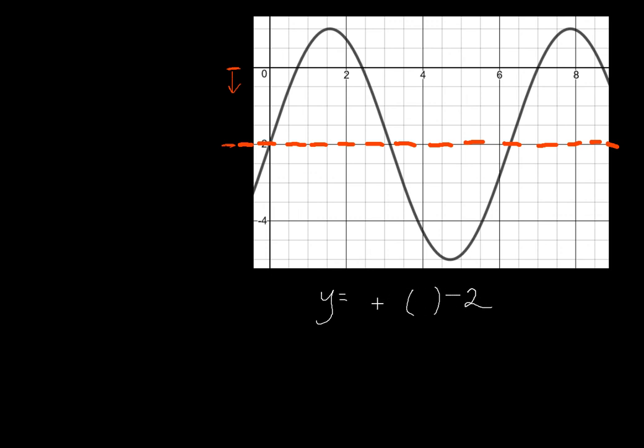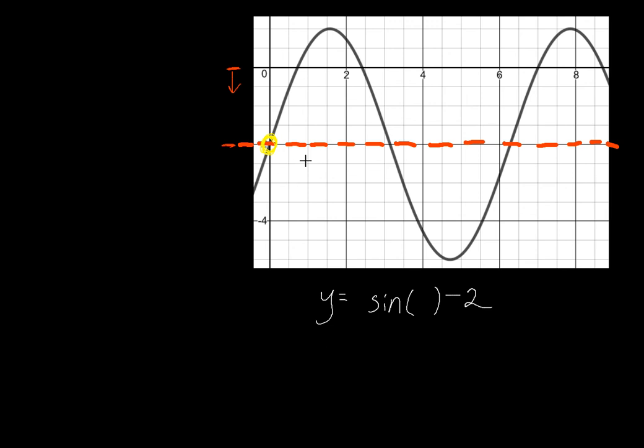At this point, I'm going to go ahead and discover whether we're looking at sine or cosine. At x equals 0, our graph is at the midline, which tells me that we're looking at a graph of sine.